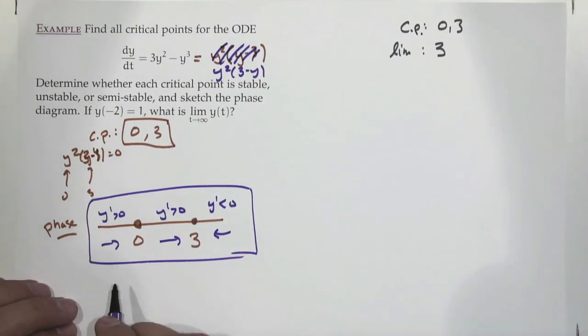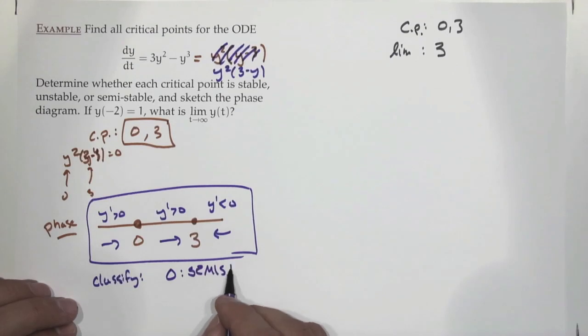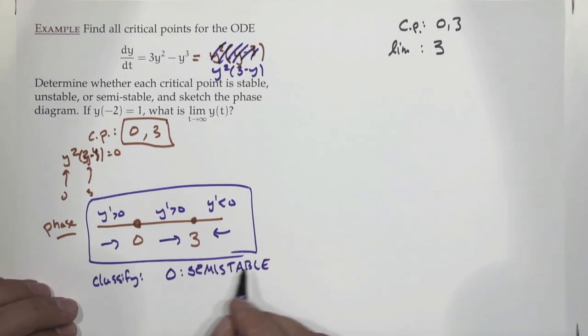Let's sketch the phase diagram. So classifying, what is 0? Semi-stable. And what is 3? 3 is stable. Okay, so life is good.